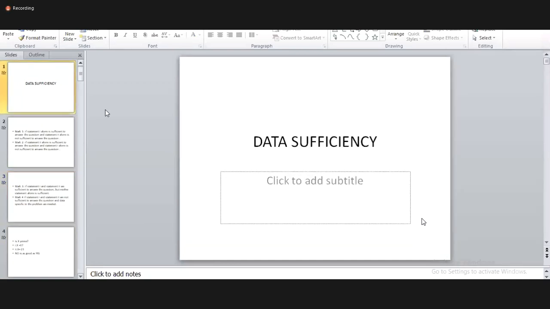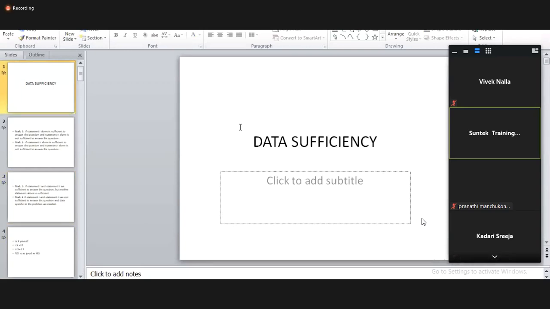Okay, data sufficiency. So first let me address your questions based on data sufficiency. This is a fact. If you want to be good at data sufficiency, you have to be good at all the other topics. Then only data sufficiency will be easy. And one more point, the concept of data sufficiency, you don't have any.